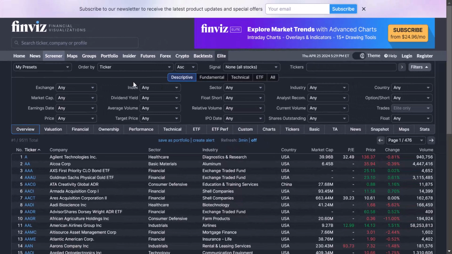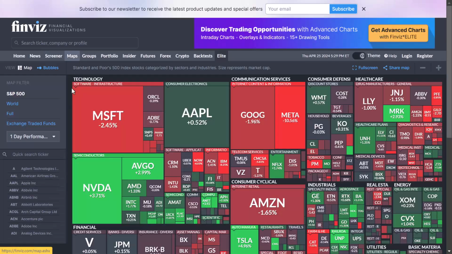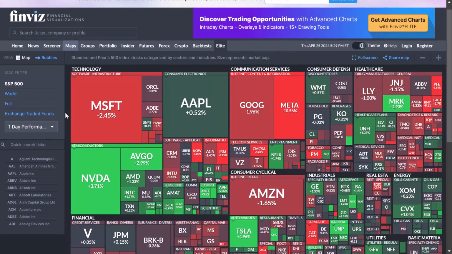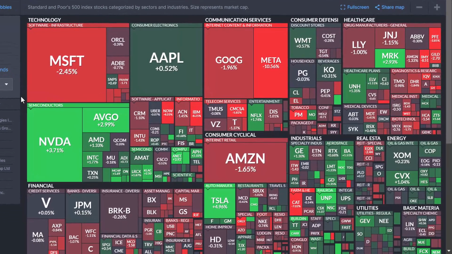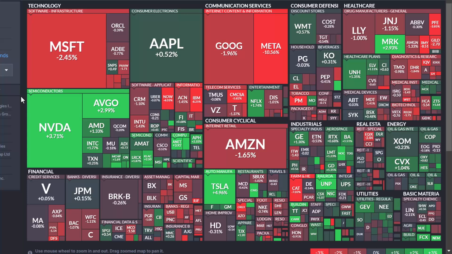Okay, so that's the Finviz screener, and now I want to take a look at some of the visualizations that this platform offers. The first one here is the heat map. I'll be honest that I don't find the heat map to be that helpful. The boxes are always organized by market cap. There's no way to change that. And looking at things by market cap is just generally not that helpful for most traders and investors.